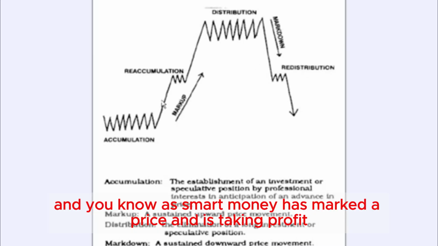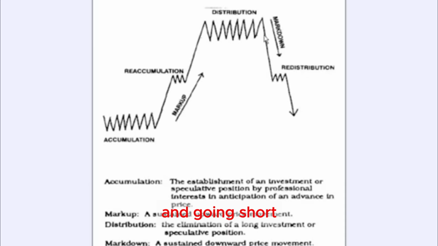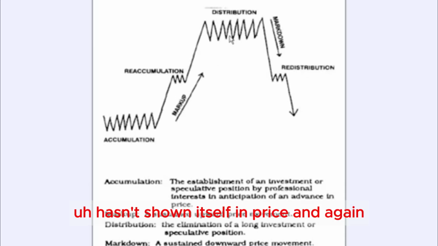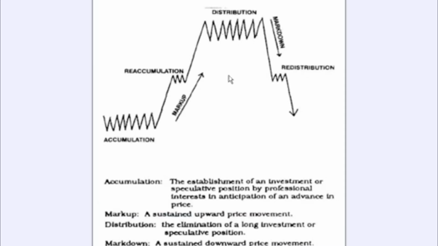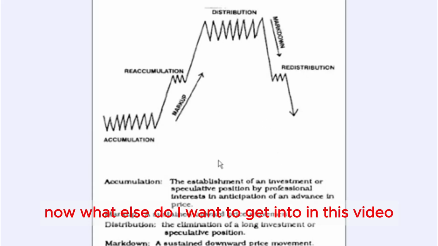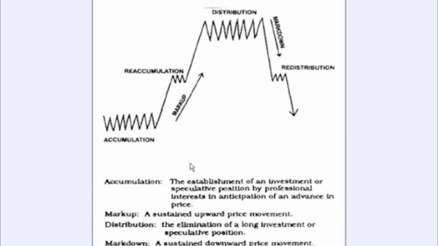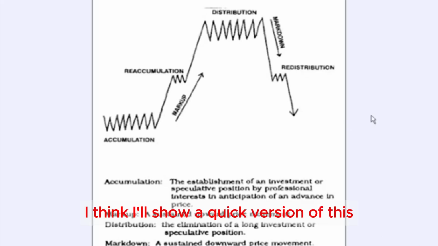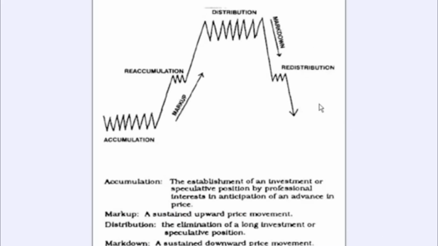And as smart money has marked up price and it's taking profit and then going short, it hasn't shown itself in price, and again, it still appears to be an uptrend. So it goes through these cycles. Now, what else do I want to get into in this video? I think I'll show a quick version of this on the chart.